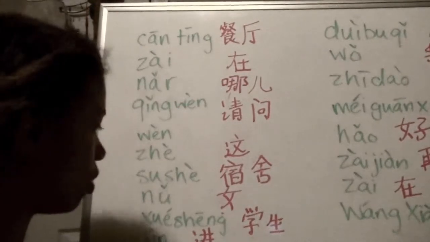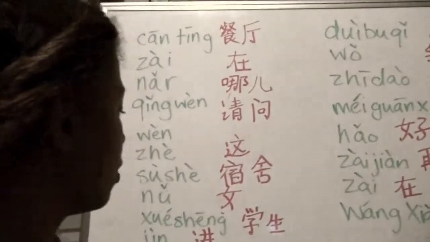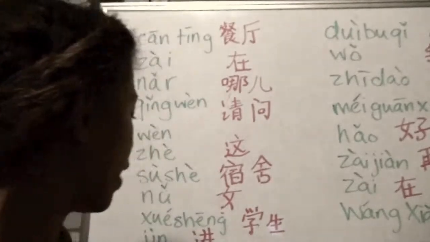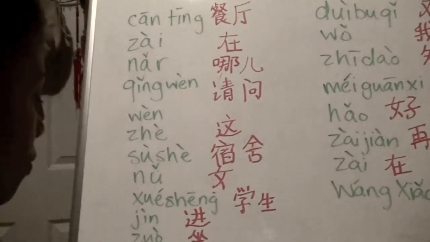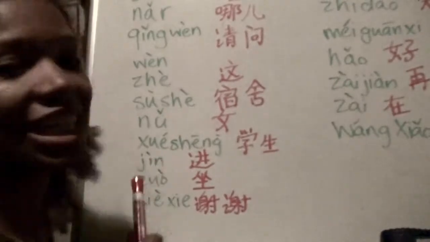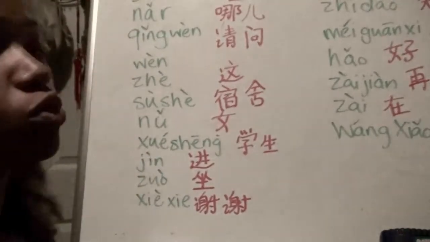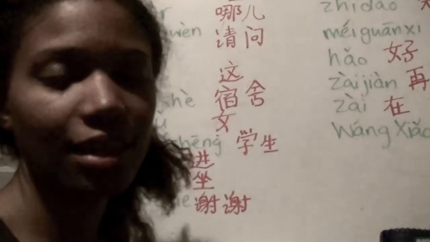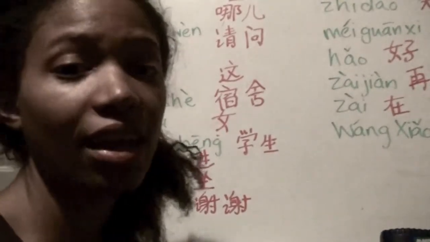宿舍, dormitory. 女, female. 学生, student. 进, enter. 请进, please enter. 坐, sit. 请坐, please sit. 请进请坐, please enter, please sit. Again very courteous, just like 请问.